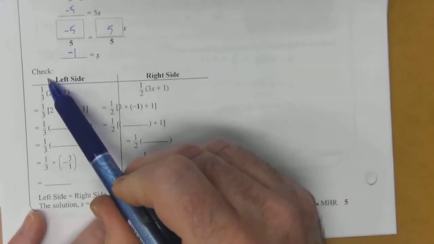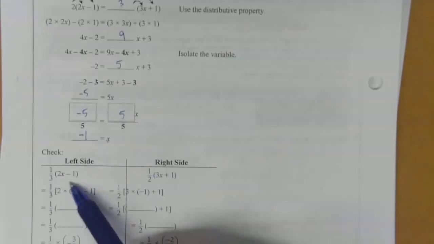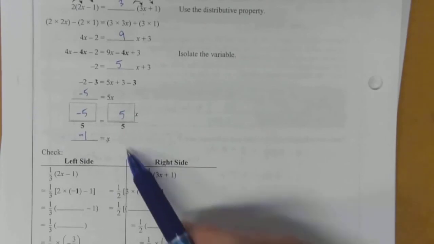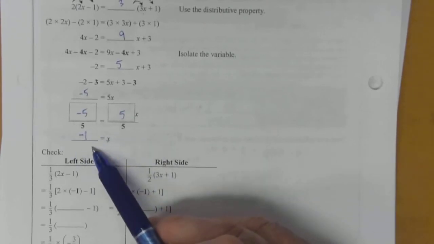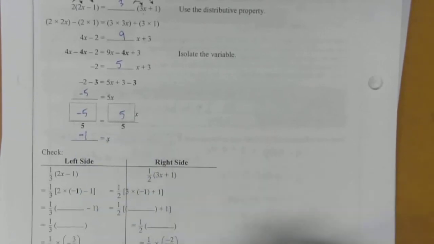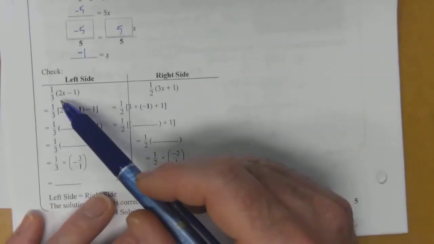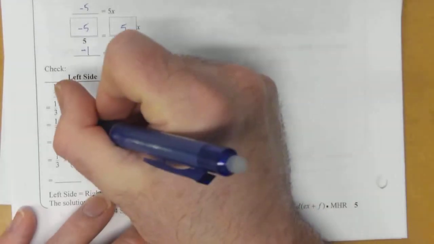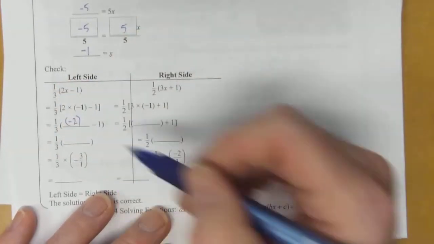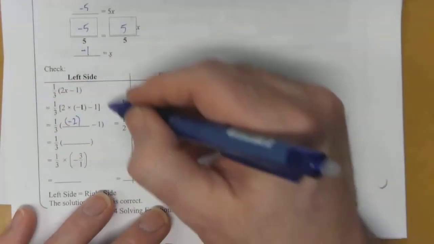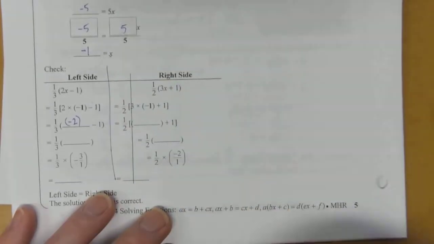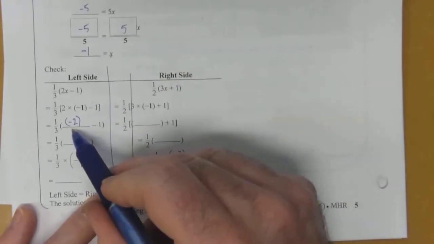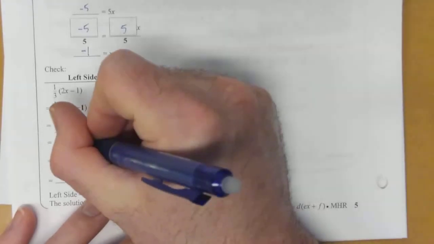So let's do a check. Rewrite your left side and your right side. Substitute in your calculated value for x and see if both answers match. So x becomes -1. 2 times -1 becomes -2. Subtract 1. Oh, we've got a line problem here. This line should be here. So -2 minus 1 is -3.